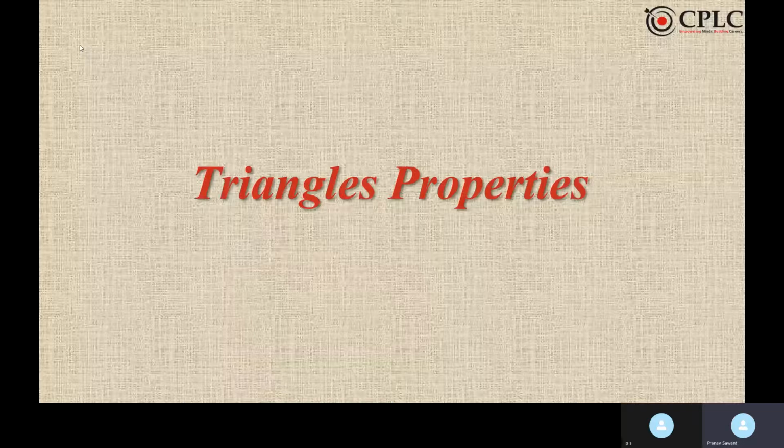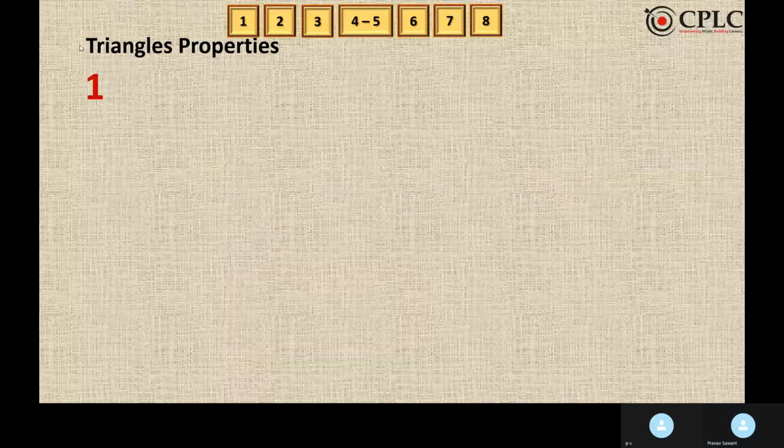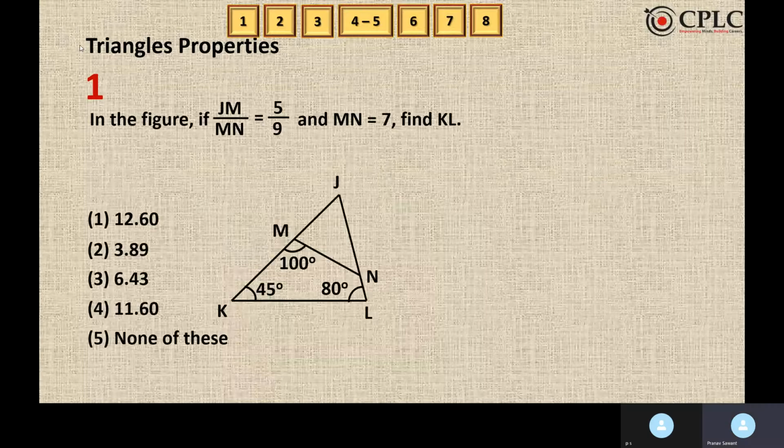Hi guys, so today we are going to solve some questions based on triangle properties. The first question says, in the figure, if JM upon MN is equal to 5 upon 9 and MN is equal to 7, find KL. Also, we have this figure and we have some more information, that is, angle M is equal to 100 degrees, angle L is equal to 80 degrees, angle K is equal to 45 degrees.